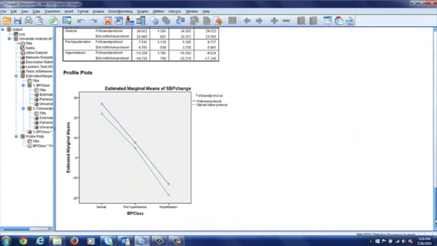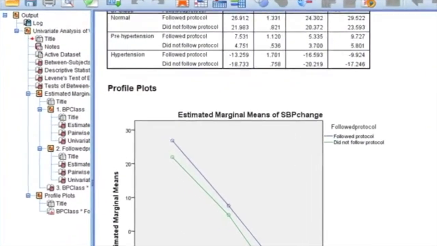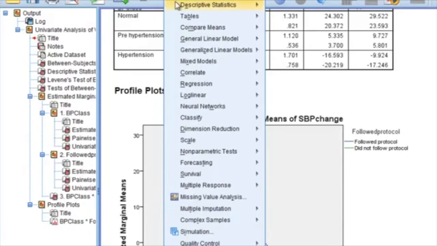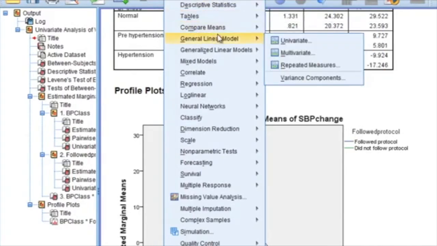So as you can see in this example, in my plots here, there clearly is a main effect of the blood pressure going from normal to hypertensive. And there also seems to be a main effect, a difference between whether they followed the protocol or not. But there is no interaction. These two lines are pretty evenly distributed. Let's go back and try a different example then.